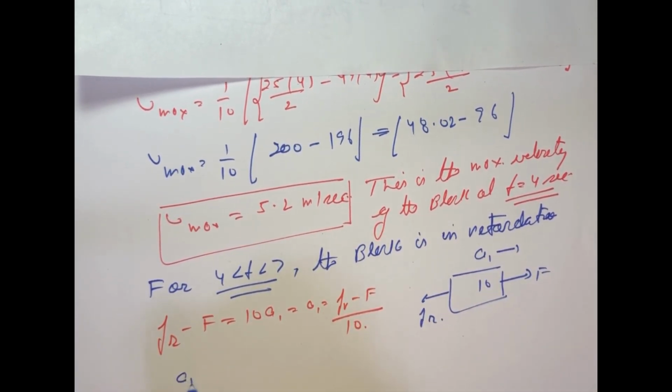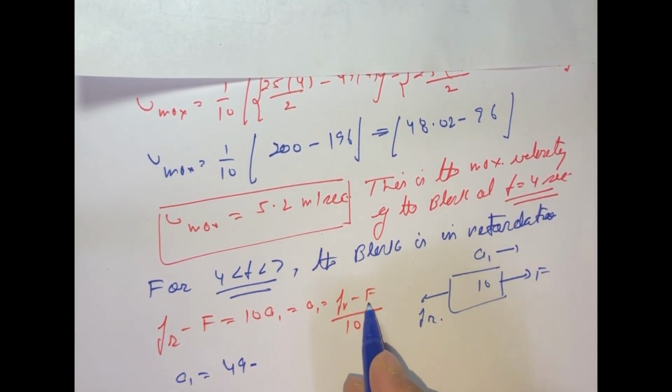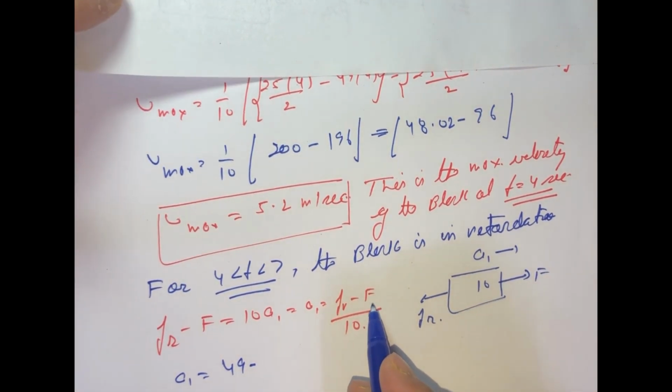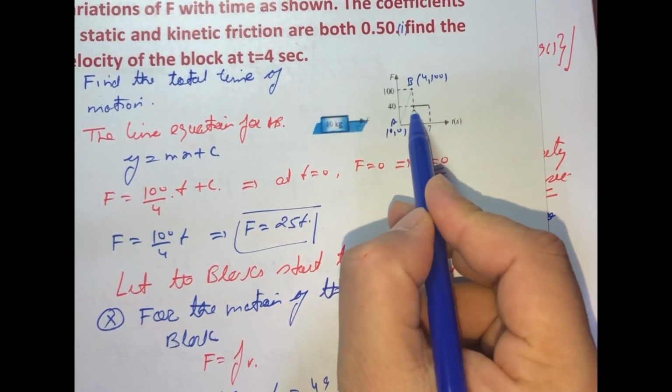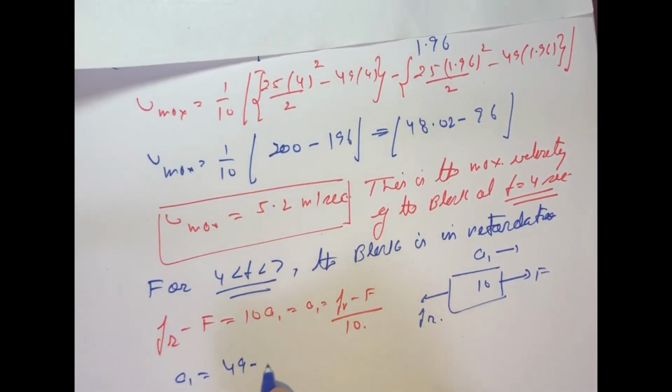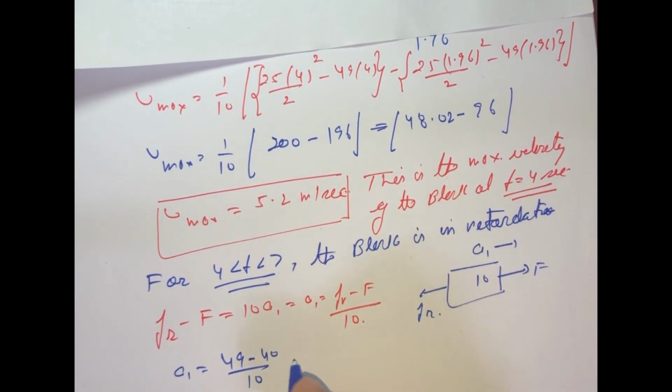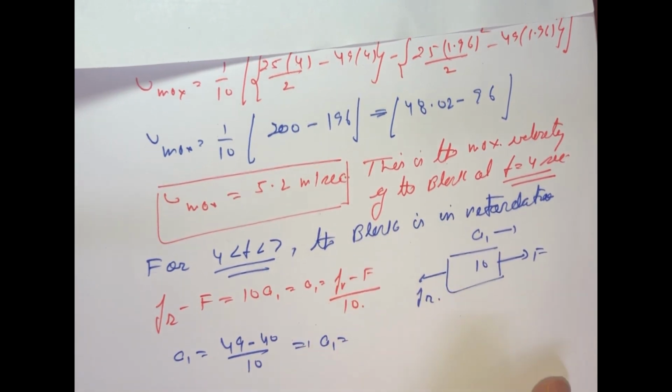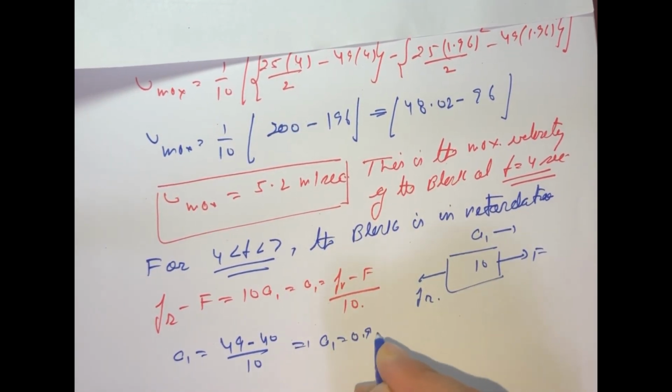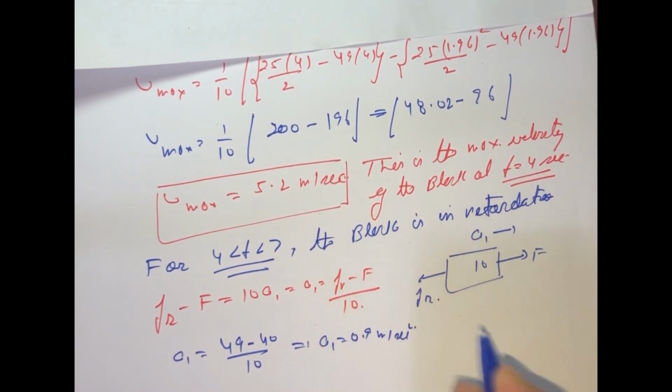And we get A1 is equal to, Fr we already know is 49, and the value of force at this particular moment is 40. So substitute here, divided by 10. So from here we get acceleration A is equal to 0.9 meter per second square.